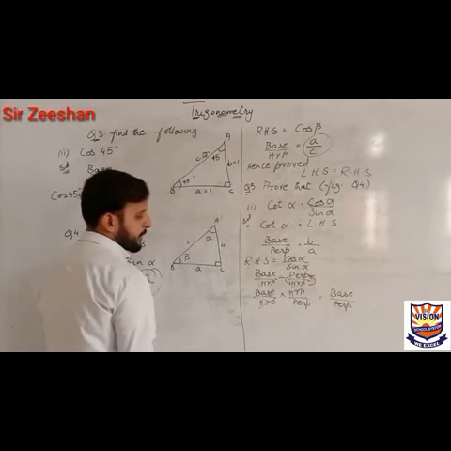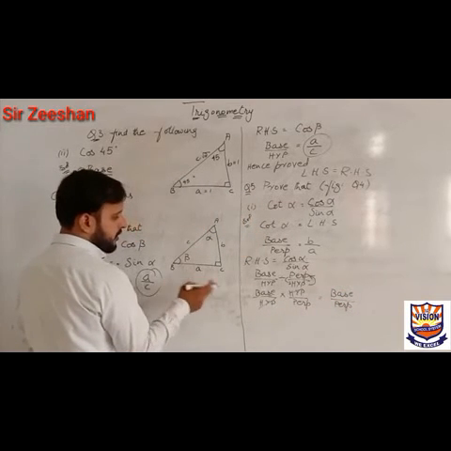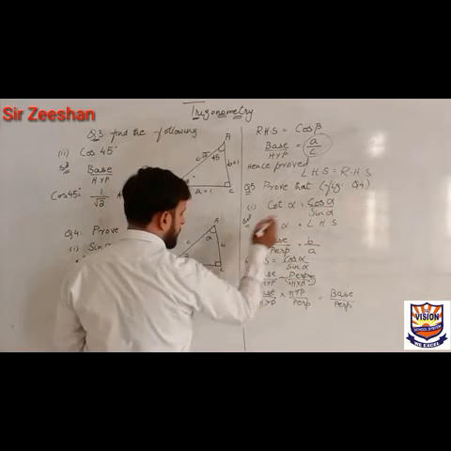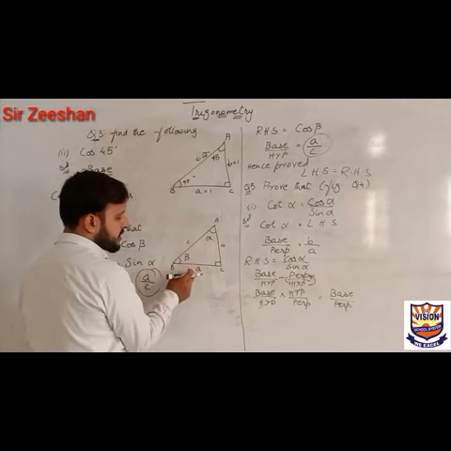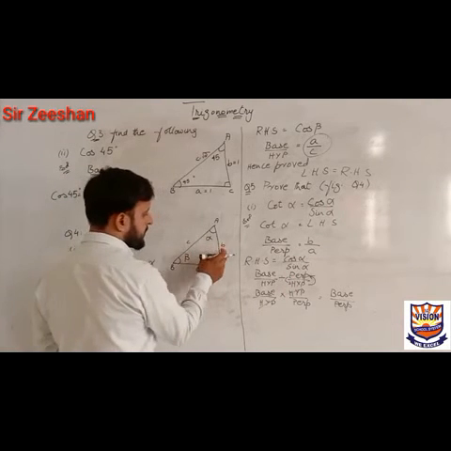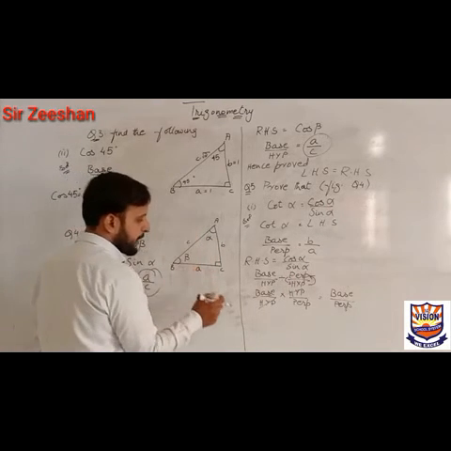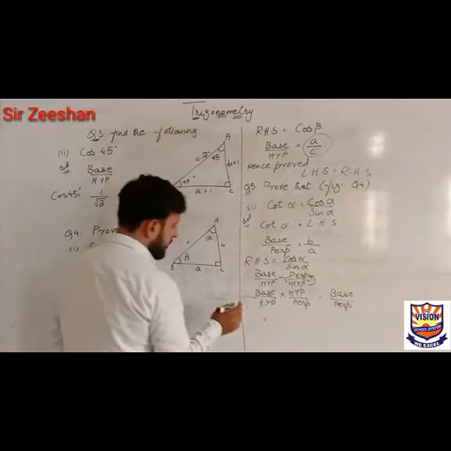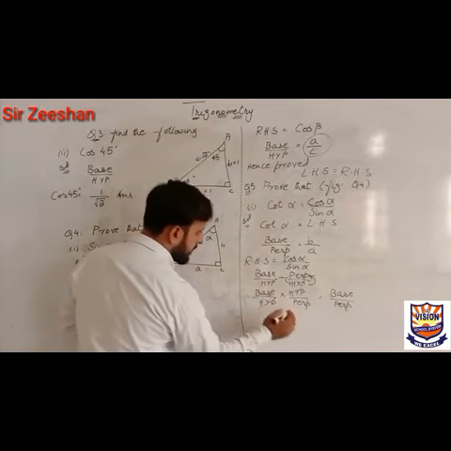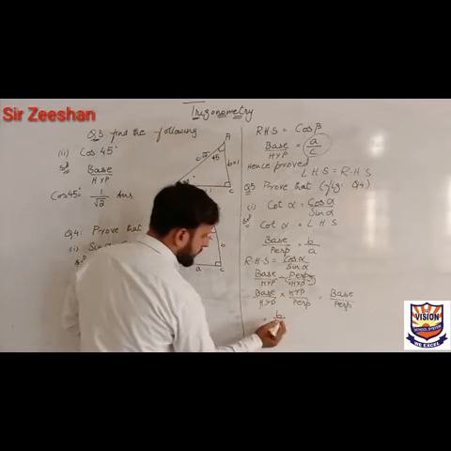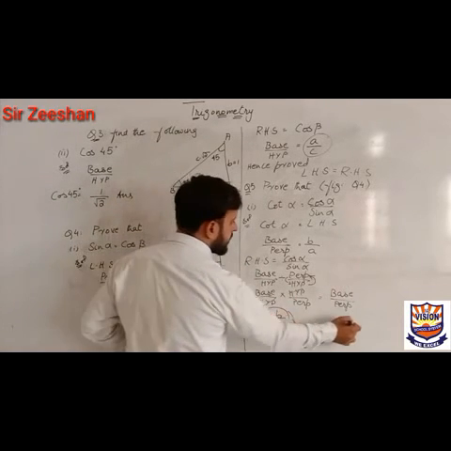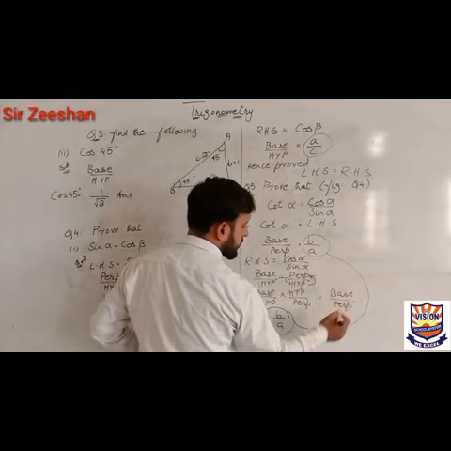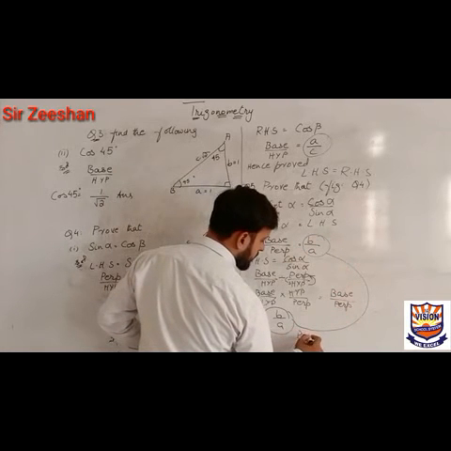And after putting the values, according to alpha, this is base, this is hypotenuse, and this is perpendicular. So what is the value of base? B. And what is the value of perpendicular? That is A. As you can see here, this and this are equal, so this is proved.